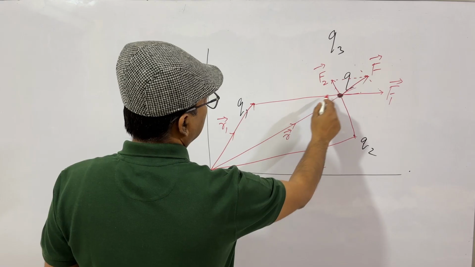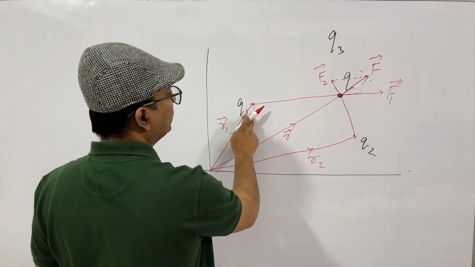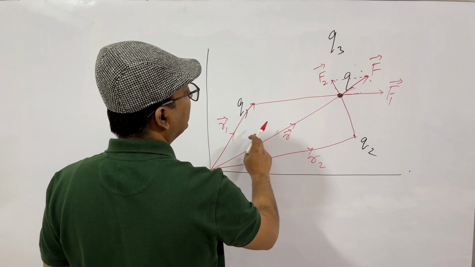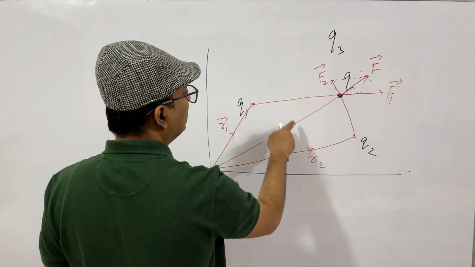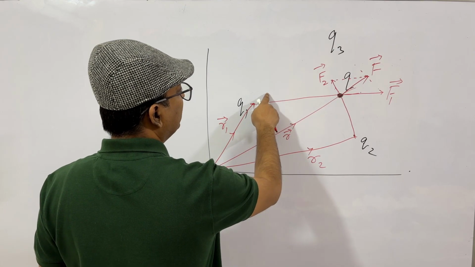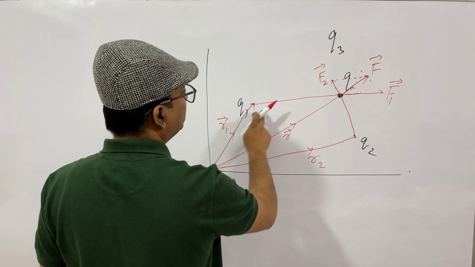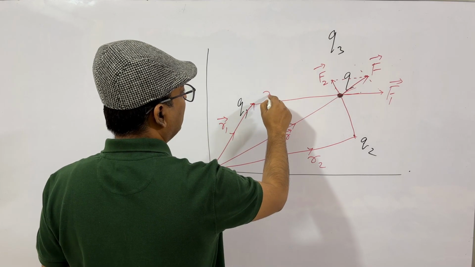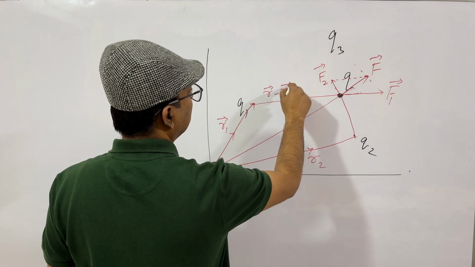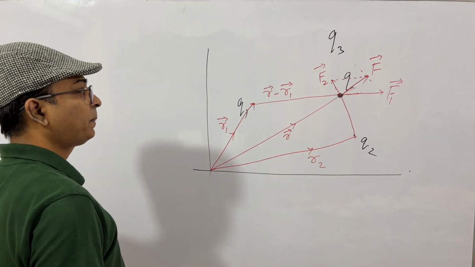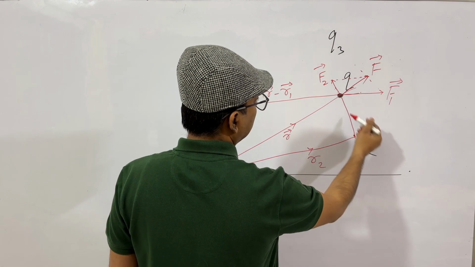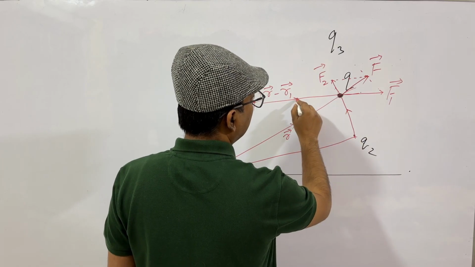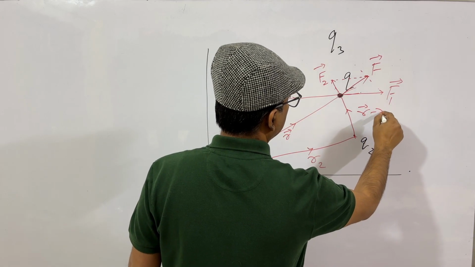What will be this distance? This is R1, this is R. Okay. So what will be this distance? This plus this will be equal to this. So this particular distance will be R minus R1. Okay. Again, this plus this will be this. So what will this be? This vector will be R minus R2.